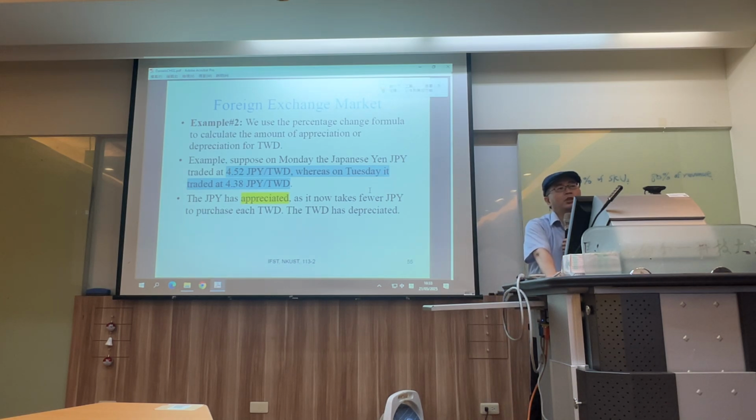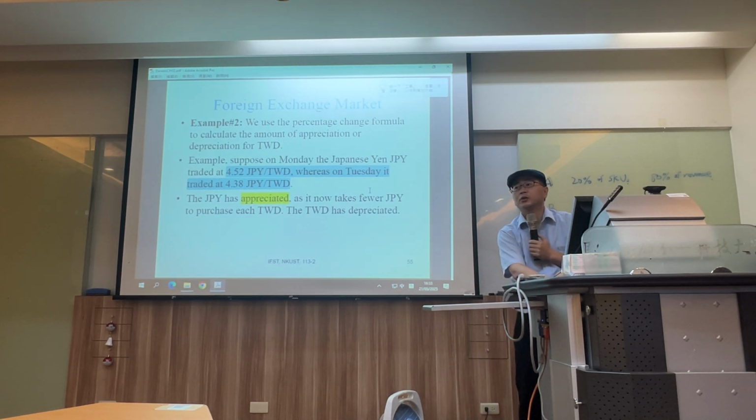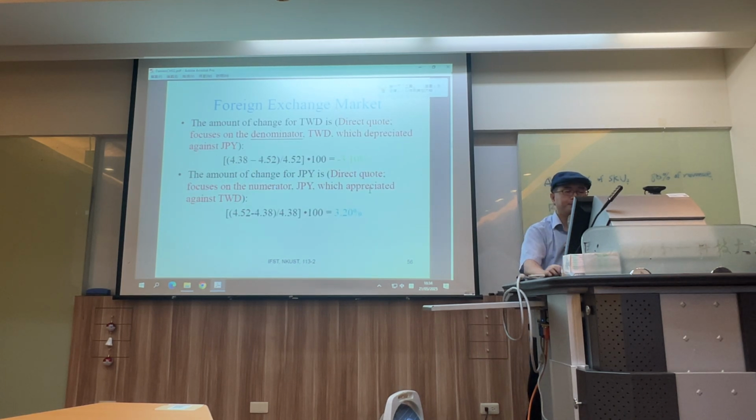So tell me the percentage change for the New Taiwan dollar, and also for the Japanese yen. 3%. Yes. What will be your number? 3.1. Good. And what will be your number for the Japanese yen? Okay. Do you all compare? You'll find a similar number? Yes. Okay, good. So you know how to do the math, right?